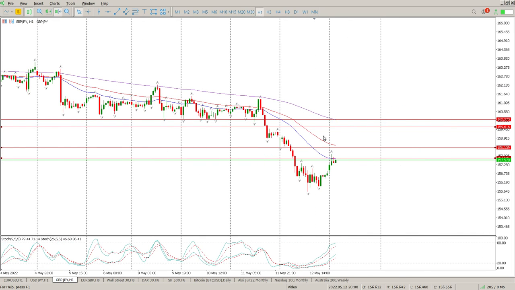If we do get a daily engulfing bar and back up here, then I'll sit on my hands until next week, see if we can reject this area next week, and then look for another opportunity to the downside there.